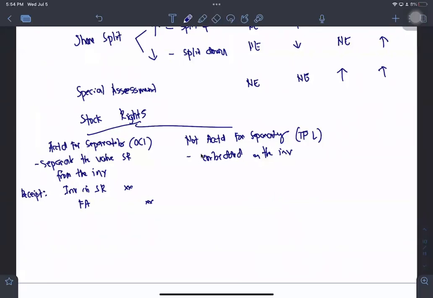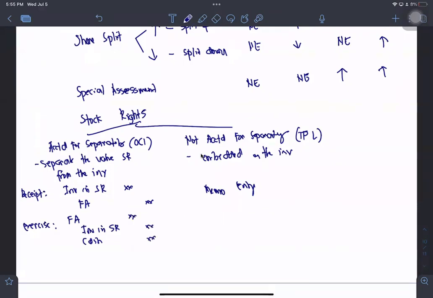Now, for receipt, since it is accounted for separately, you need to separate it from our investment. So you remove it in our financial asset. In your not accounted for separately, you will only make a memorandum entry. Now, upon exercise, your entry will be a debit to a financial asset, whatever that financial asset is, and a credit to your investment in stock rights and the cash.